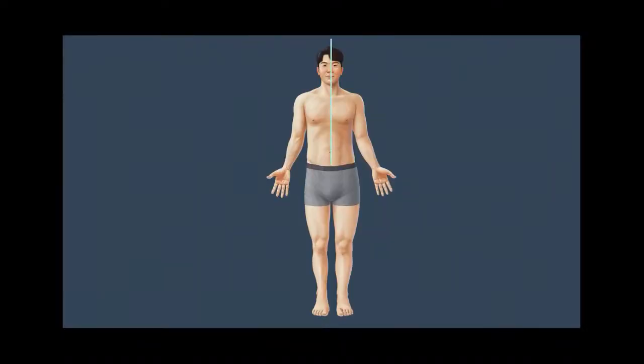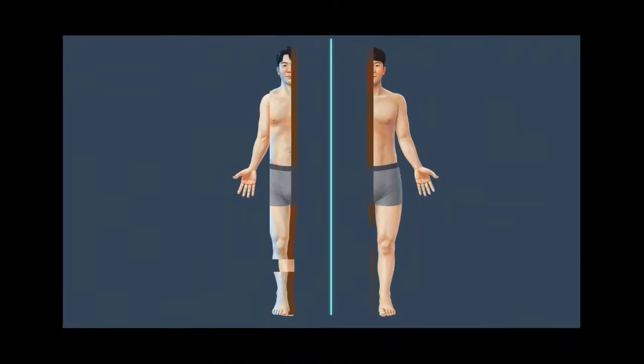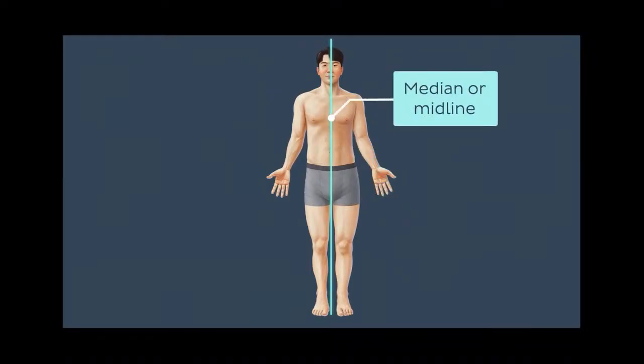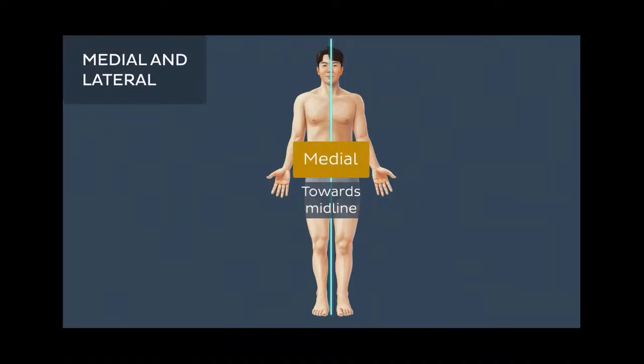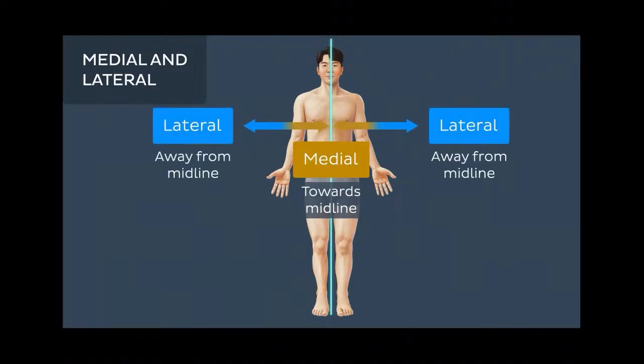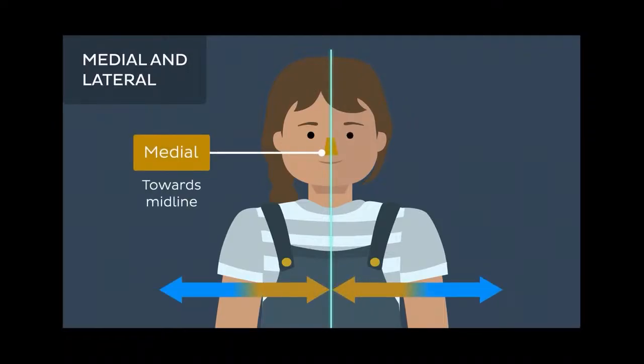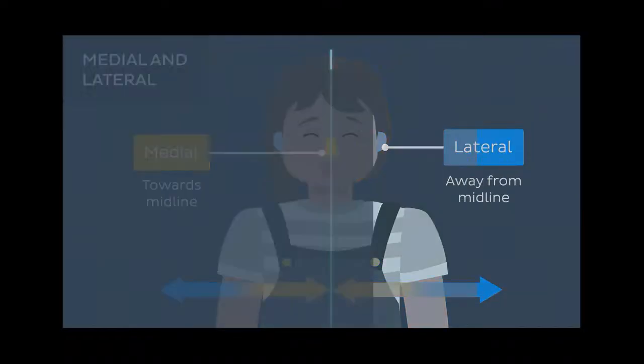Now if we split the body in half this way into equal left and right parts, the line down the middle of the body is called the median or midline. This is key in understanding the directional terms medial and lateral. Medial means towards the median or towards the midline of the body. Then lateral means away from the median. So we can say that your nose is medial to your eyes because it's closer to the midline, while your ears are lateral to them.